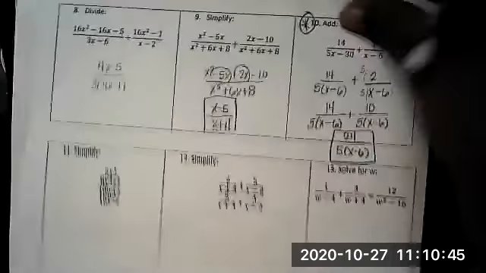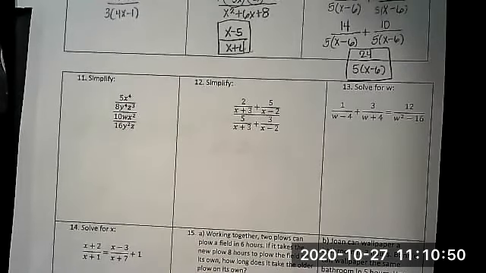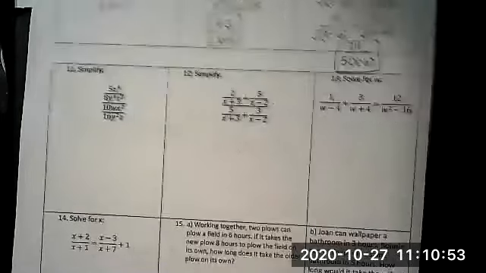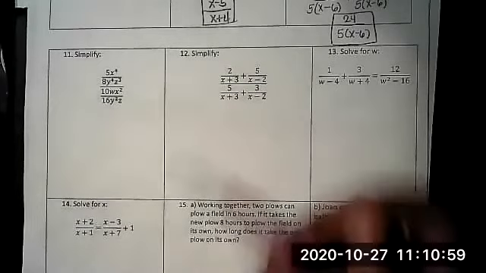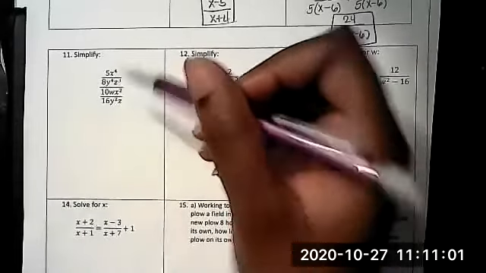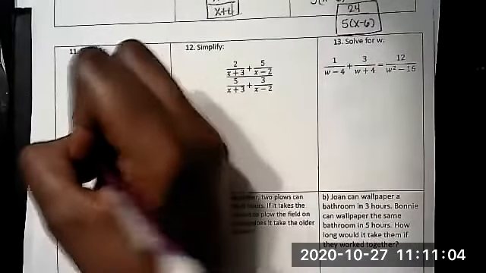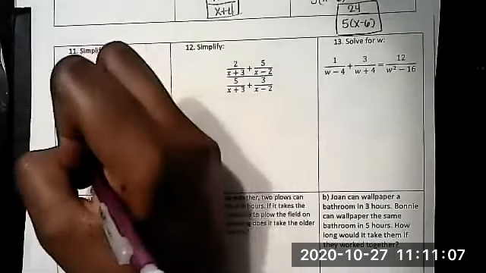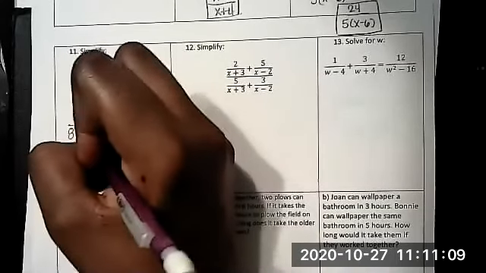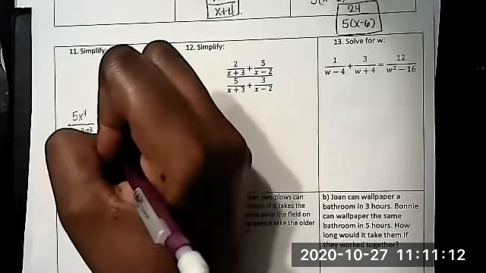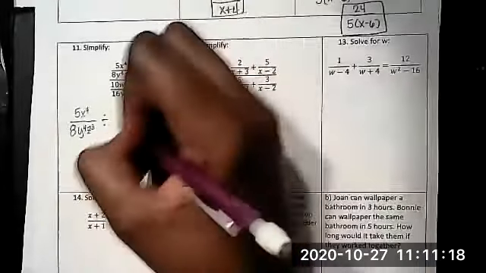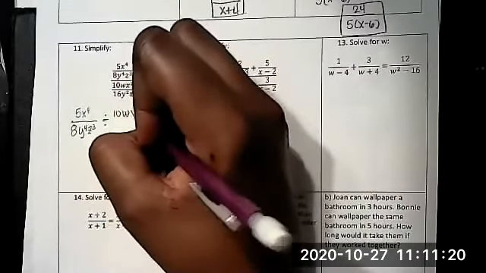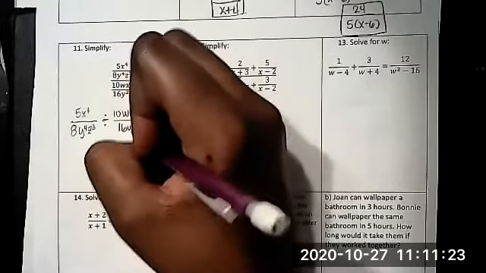Okay, so let's look at number 11. Of course, number 11 has like a long situation going on, but it's not too bad. What you're going to do is just basically split this situation up. You are going to write it out as 5x to the fourth over 8y to the fourth z cubed, divided by 10w x squared over 16y squared z.